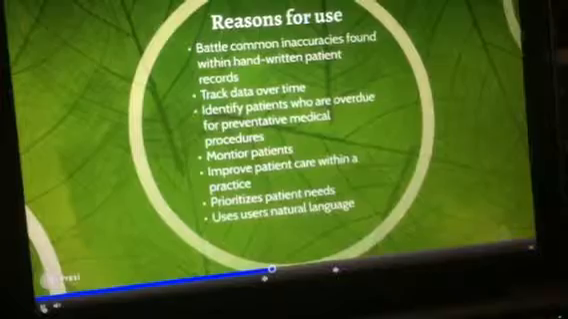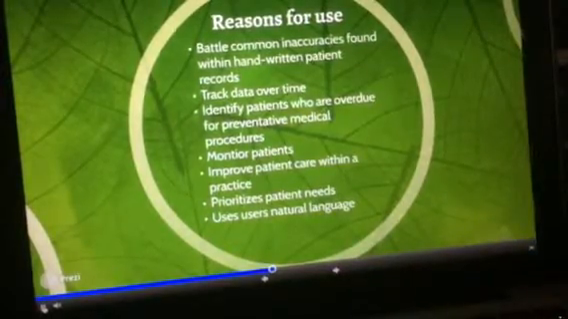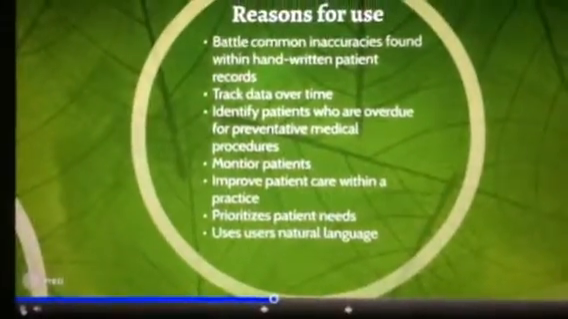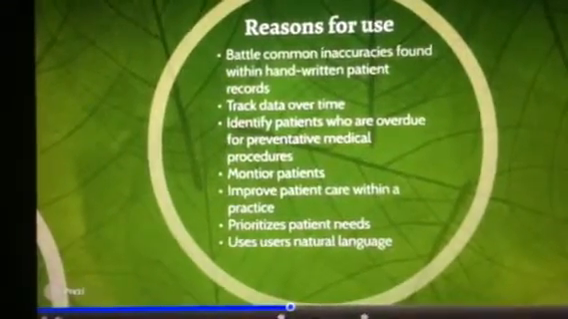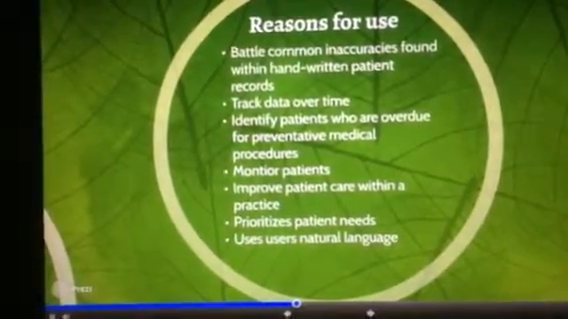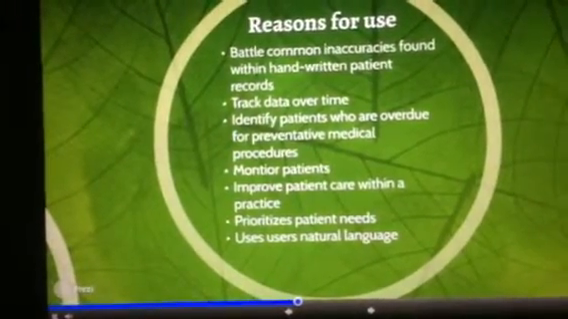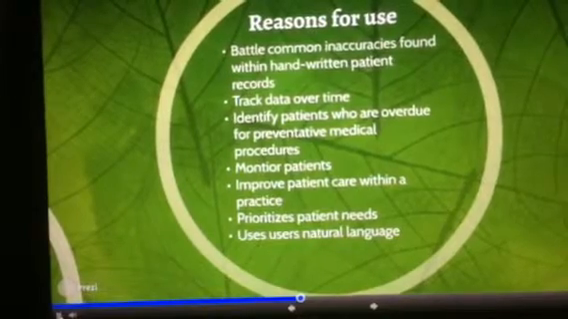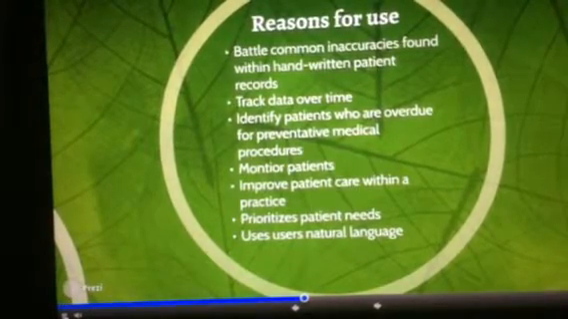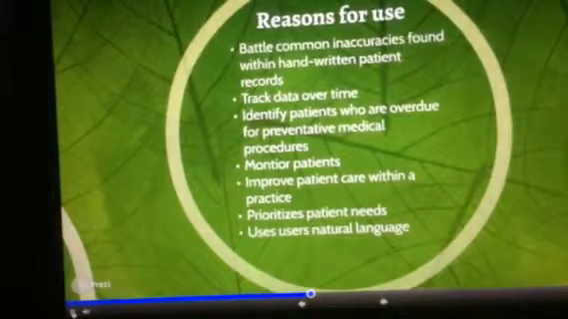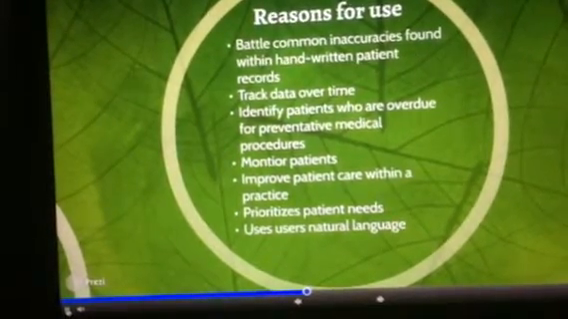EMR systems are used to track data over time, identify patients who are overdue for preventative medical procedures, monitor its patients, improve patient care within a practice, and alert physicians when specific medical situations arise. EMRs provide a public health benefit to its patients by decreasing medication errors, increasing adherence to medical guidelines, and easing tensions relating to medication ordering.